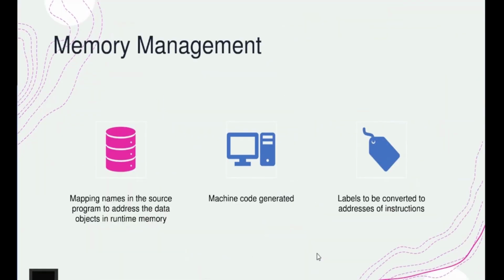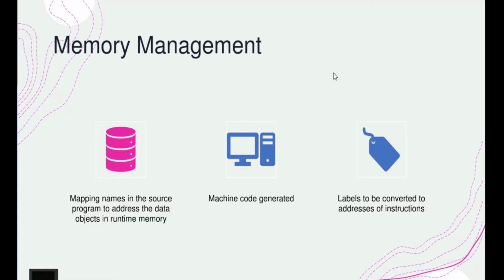Next issue to be considered is memory management. Always the names in the source program have to be mapped to the addresses of the data objects in runtime memory. After mapping the names in the source program to addresses of the data objects during runtime, the machine code will be generated accordingly. So labels in 3 address statements also have to be converted to addresses of instructions. So these are the memory management things that are handled by our code generator.